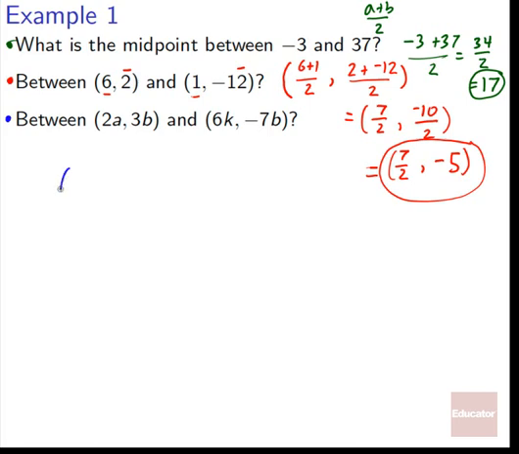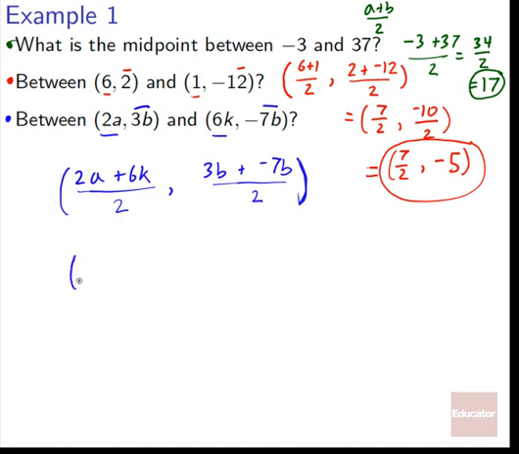We're still looking, what is the average of our horizontals? What is the average of 2a and 6k? What's the average of our horizontal locations? And what is the average of our vertical locations, 3b plus negative 7b? So we're still looking for the same sort of average ideas of horizontal and vertical. It just is, we can't combine 2a and 6k because a and k are speaking totally different languages. And the b terms we can combine because they're speaking the same language. So 2a plus 6k, we can't combine that, but we can have our denominator go onto both of them. So 2a over 2 plus 6k over 2, and 3b plus negative 7b becomes negative 4b over 2.